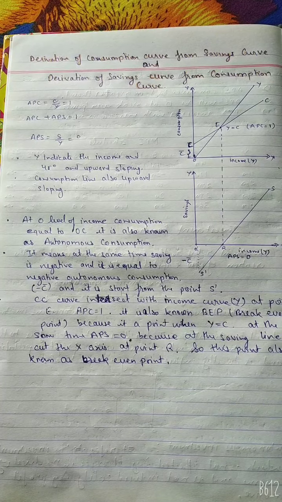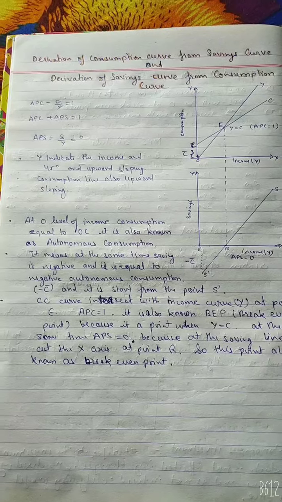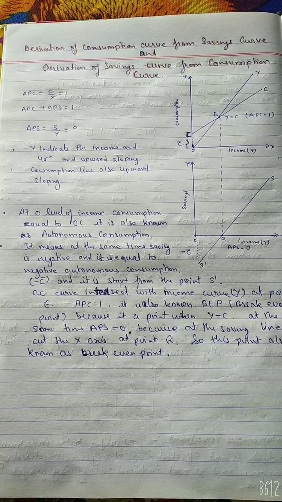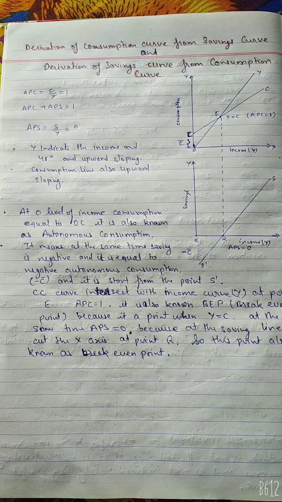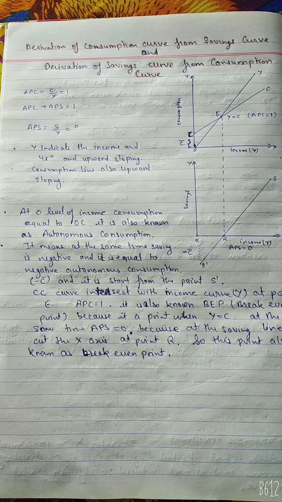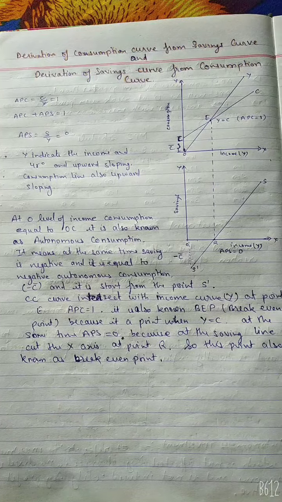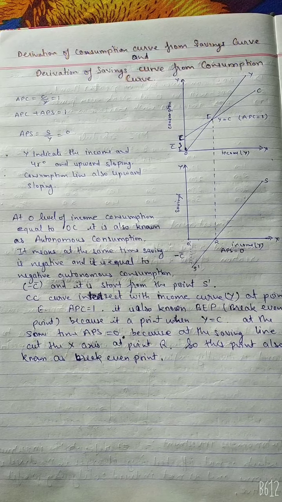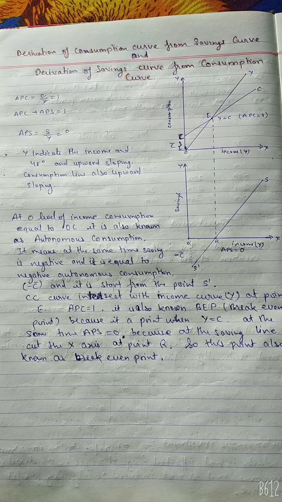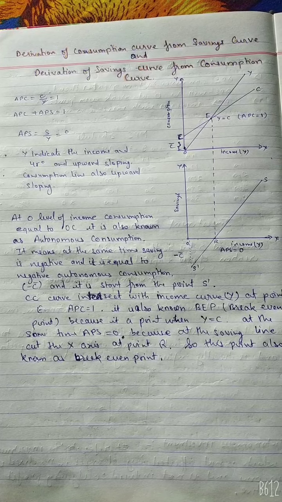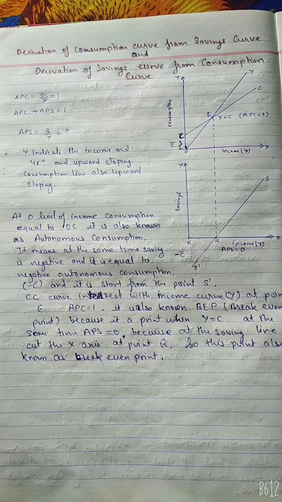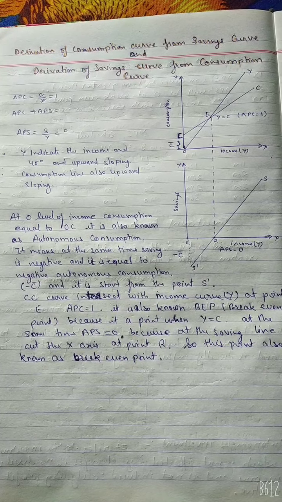Now when we join the points C and E and extend it, we get the consumption curve CC. Point E indicates the break even point where income is equal to consumption, and point R also indicates the break even point where APS, the average propensity to save, is equal to 0.